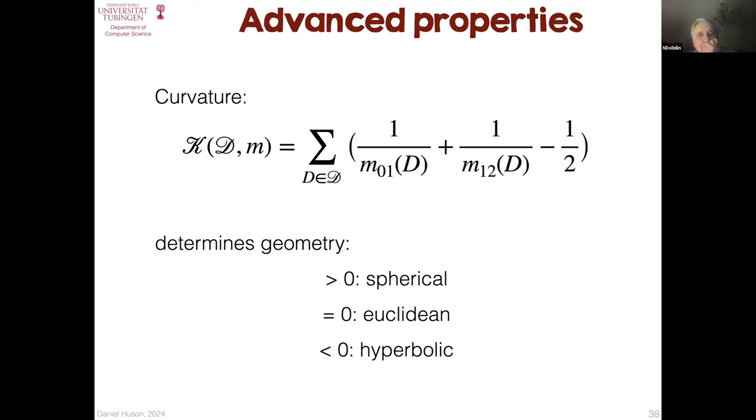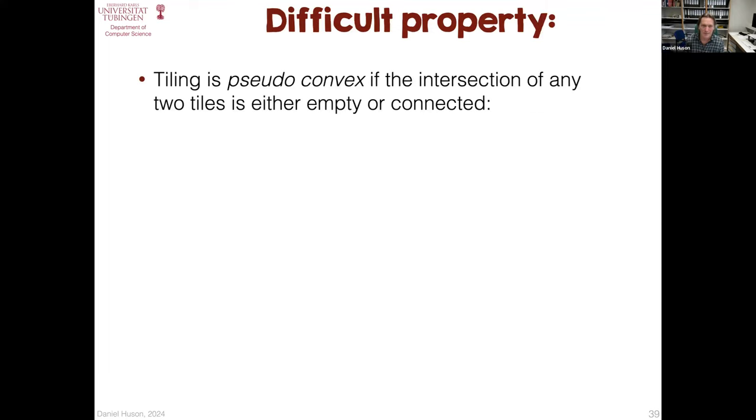Daniel, could you show how you distinguish spherical and Euclidean symbols? Yeah, that's coming up. Here's the slide. Among those advanced curvature properties, we're going to look at the curvature. We take the elements of the Delaney-Dress symbol, and then we add up these two numbers, face degree and vertex degree, and subtract half. It's a very simple invariant. If this comes out to be positive, we know that the corresponding tiling is going to be a spherical tiling. If it's zero, it's going to be Euclidean. If it's negative, it's going to be hyperbolic.